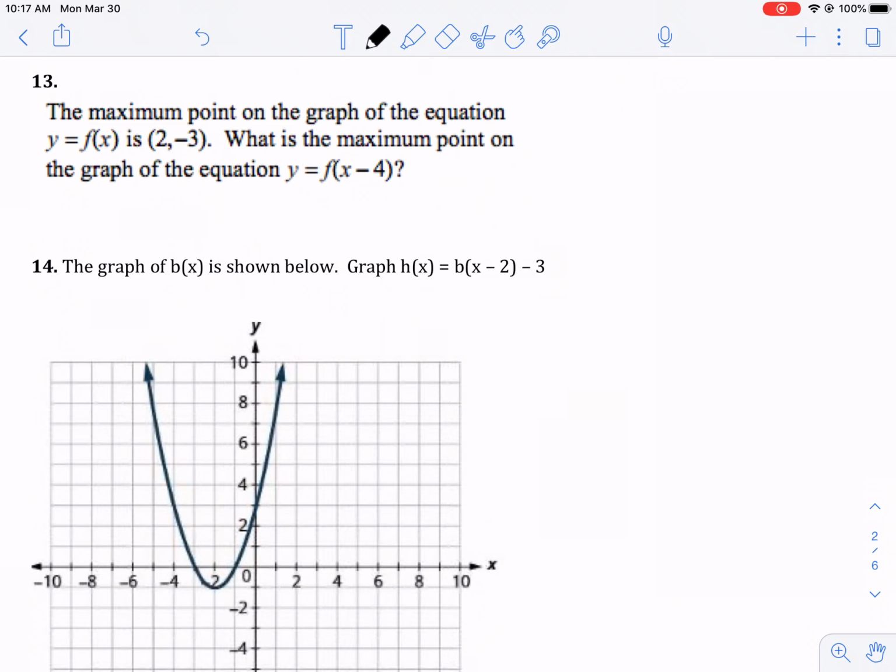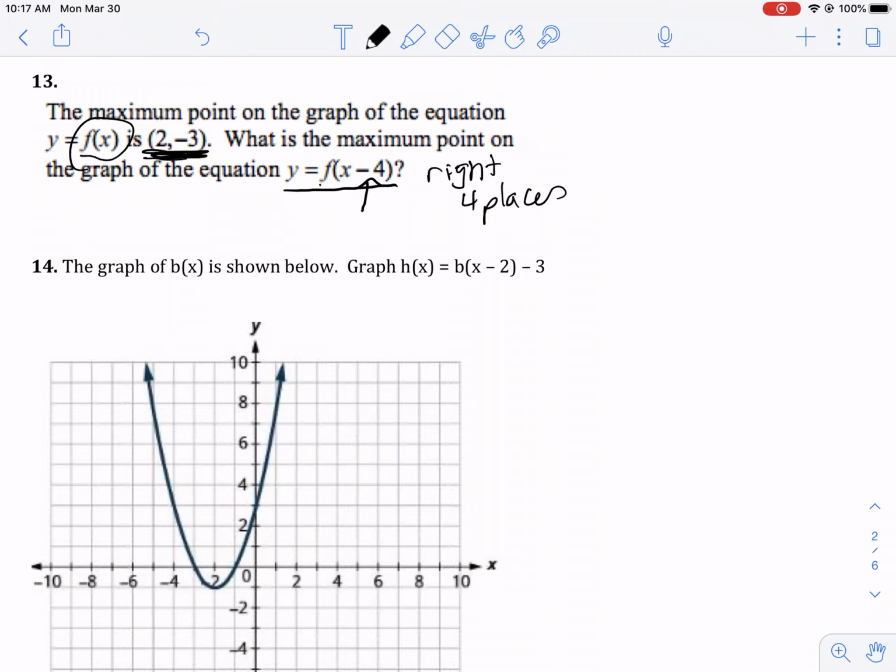13. The maximum point on the graph of the equation y equals f of x is (2, -3). Again, we have a mystery function, but we know the maximum point is this. What would the maximum point be on the graph of y equals f of x minus 4? So they're taking that mystery function and shifting it horizontally. Because they put a minus 4, that tells me I'm going to go right 4 places.